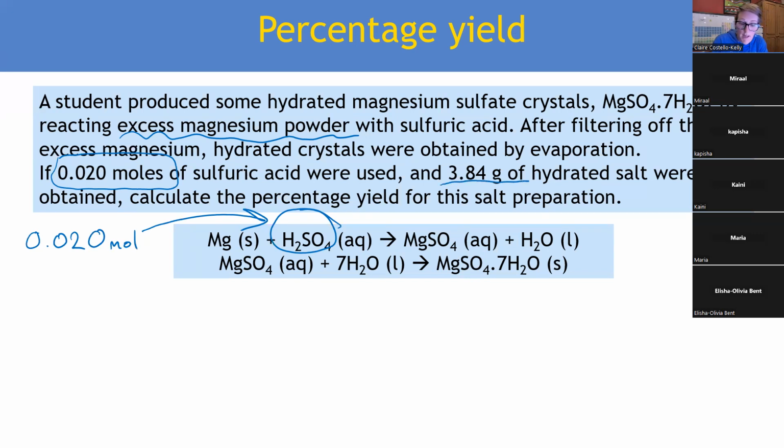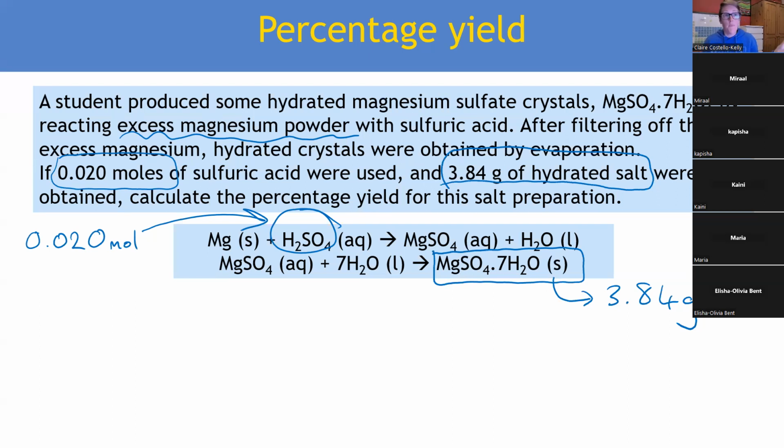And then what comes out is that thing there, 3.84 of hydrated salt. Hydrated means with the water, because when I make these crystals, they have to have water in them, otherwise they don't make nice crystals. So that mass is including those 7H2O. So it's 3.84 grams. That's what comes out. Now, obviously, I can't just use those two numbers without doing anything else, because one of them's moles and one of them's grams.